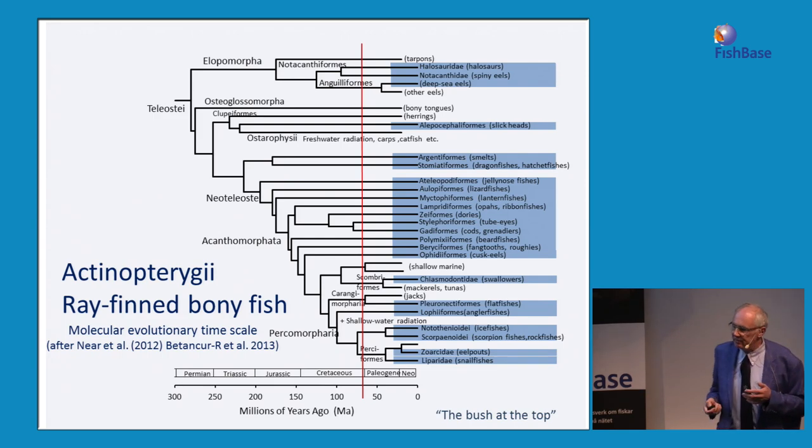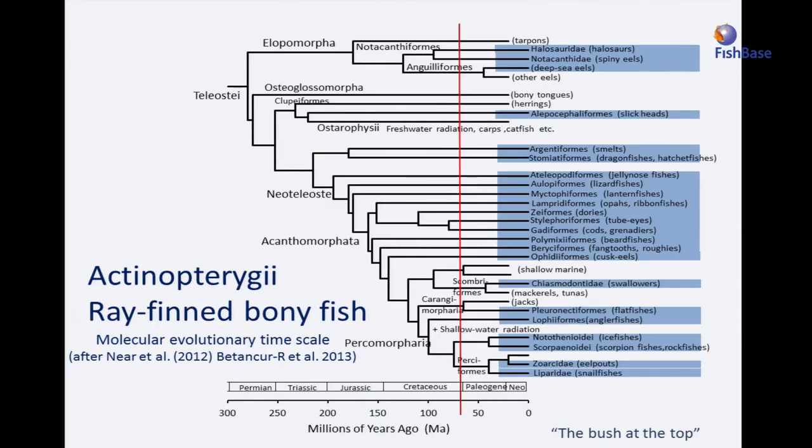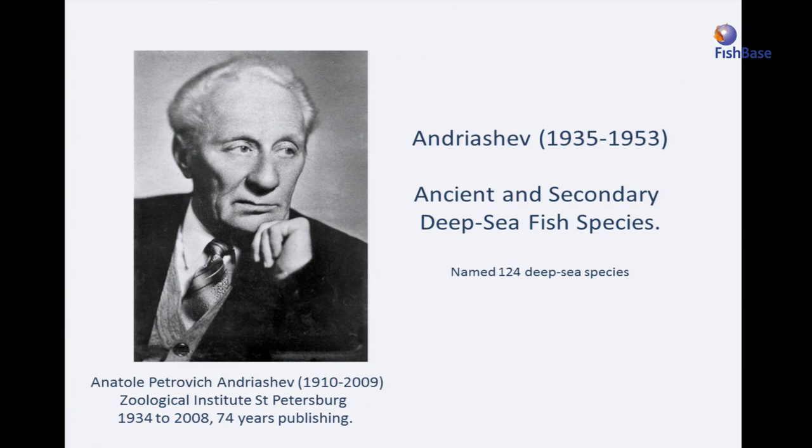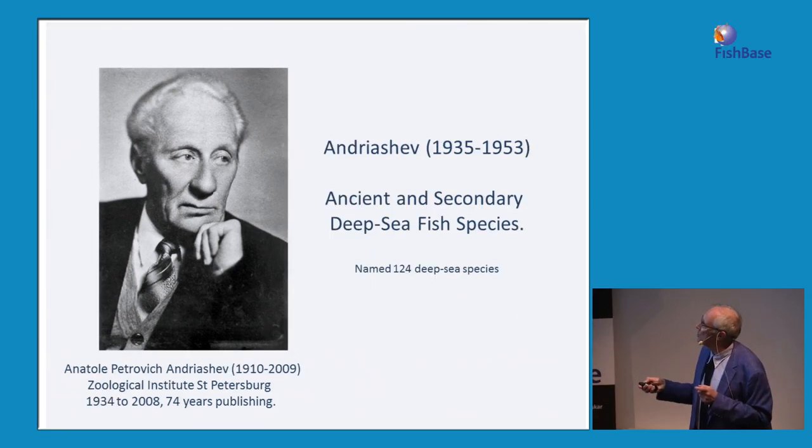So when we get to the ray-finned fishes, things get fiendishly complicated. Some people have described this as the bush at the top of fish evolution. And this shows the molecular evolutionary time scale for them. And the great Russian scientist Anatoly Andriashev proposed the concept that there are ancient and secondary deep sea fish species. By the way, he had a remarkable career. He published his first paper in 1934 and his last paper in 2008. So he was actually scientifically active for 74 years. And he named 124 deep sea fish species in the process.